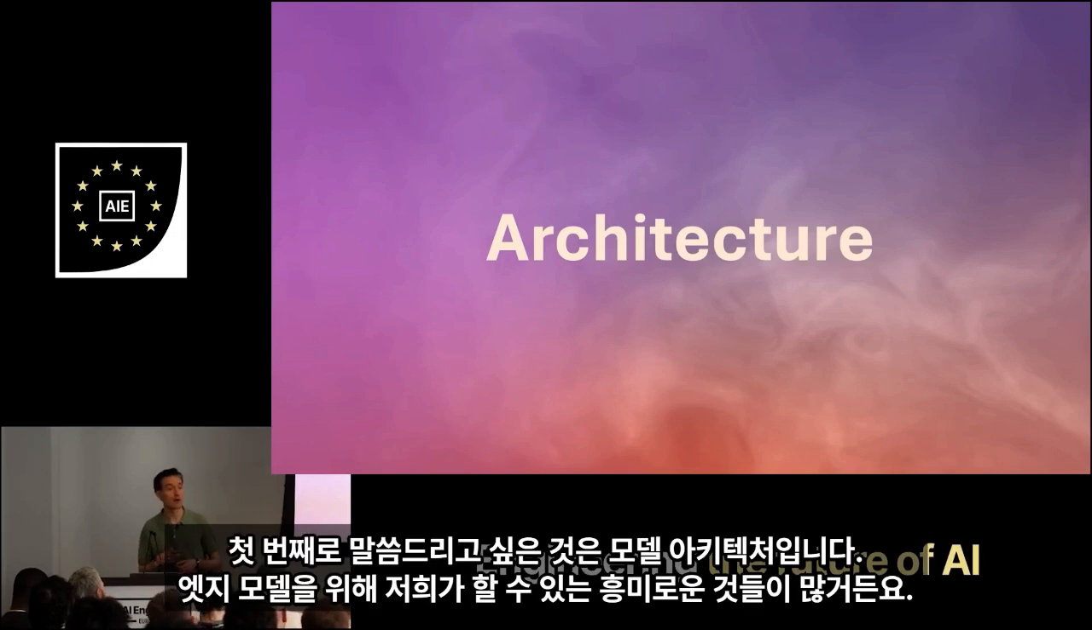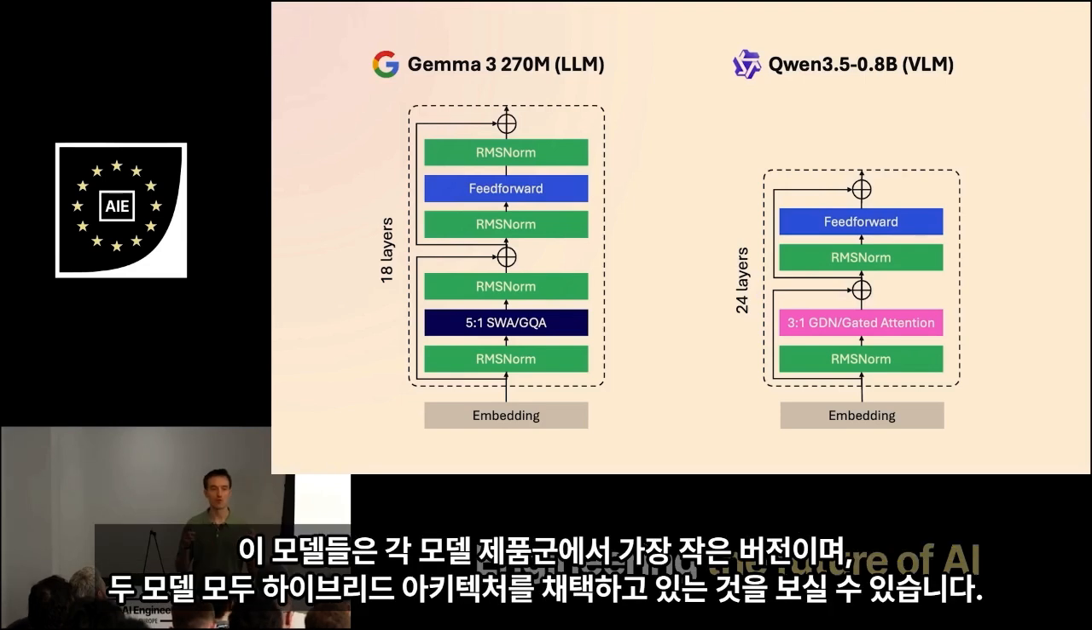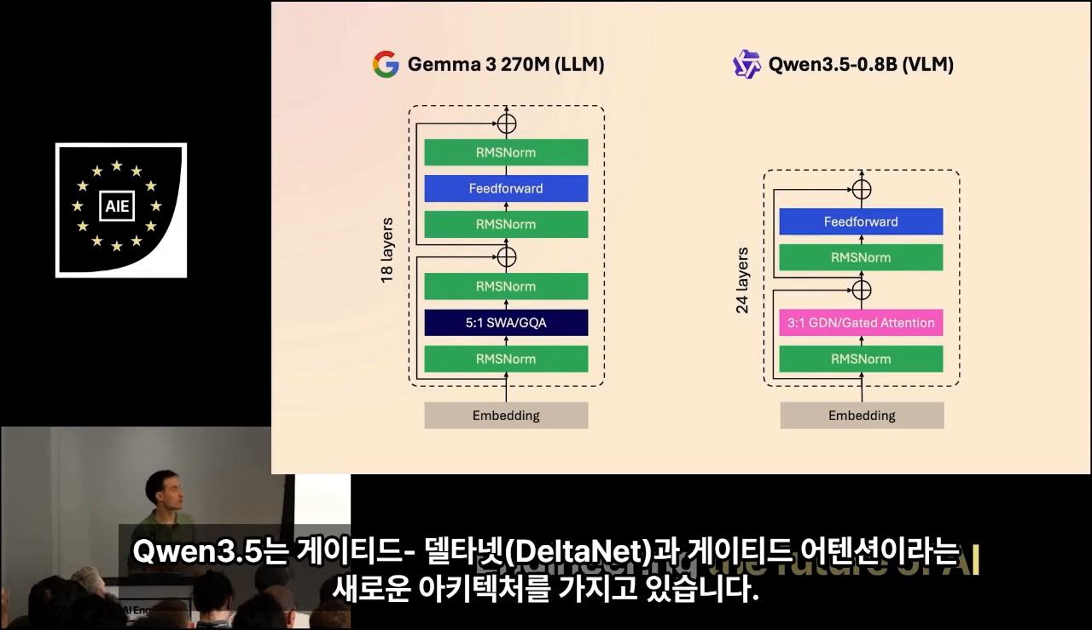The first thing I want to talk about is the model architecture, because there are a lot of interesting things that we can do here for edge models. I want to first talk about Gemma 3 270M and Qwen 3.5 0.8B. These models are the smallest version of their respective family, and you can see that both of them adopt a hybrid architecture. Gemma 3 has a sliding window attention and GQA hybrid. Qwen 3.5 has a new architecture with gated DeltaNet and gated attention.